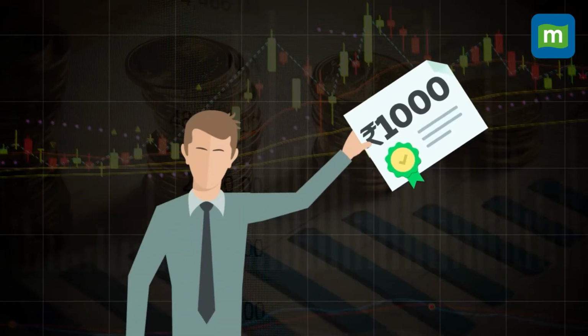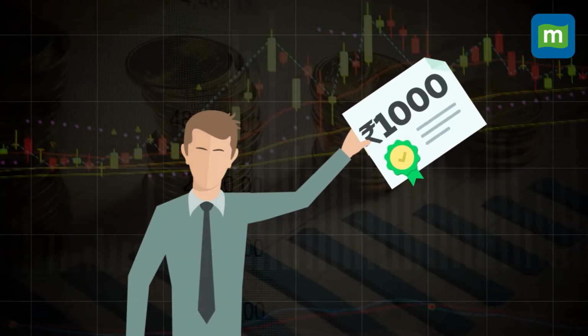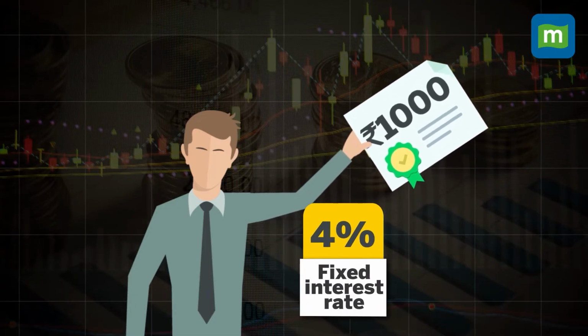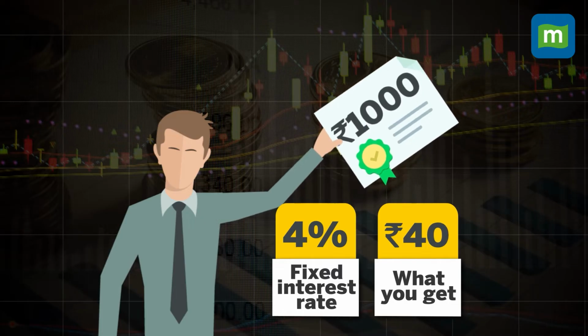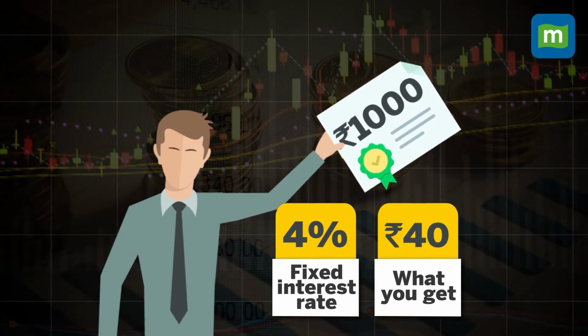Let me give you an example. Imagine you have a bond that you bought for 1,000 rupees with a fixed interest rate of 4%. Now, this means the bond pays you 40 rupees in interest every year. That is 4% of 1,000 rupees. Now, let's consider two scenarios. One where market interest rates rise and the second where they fall.